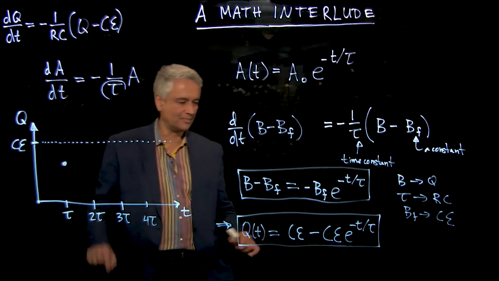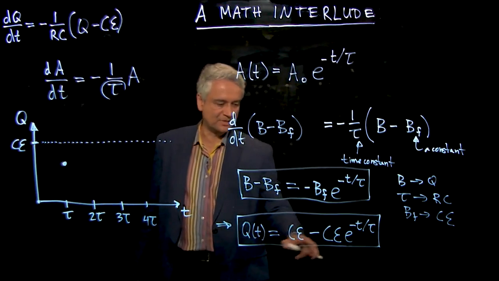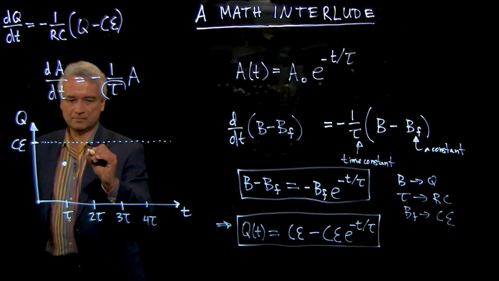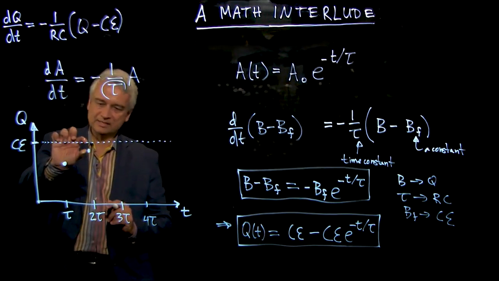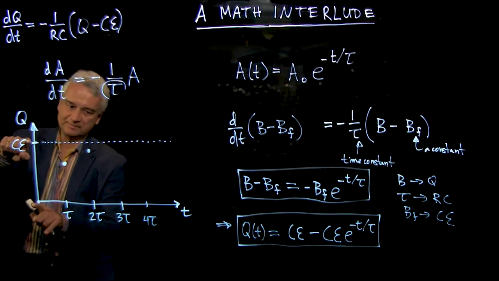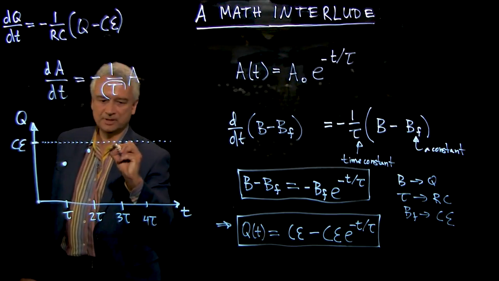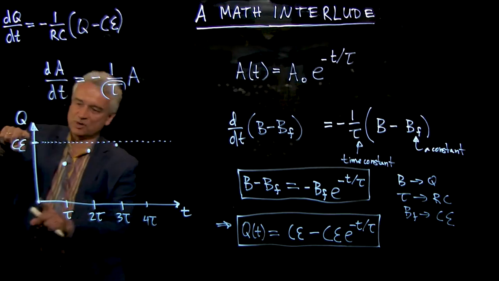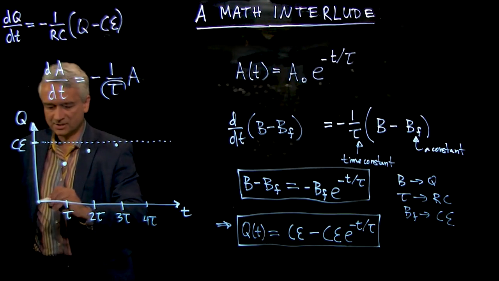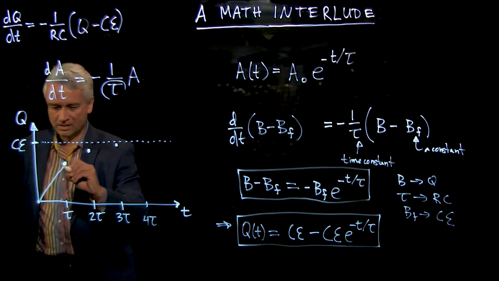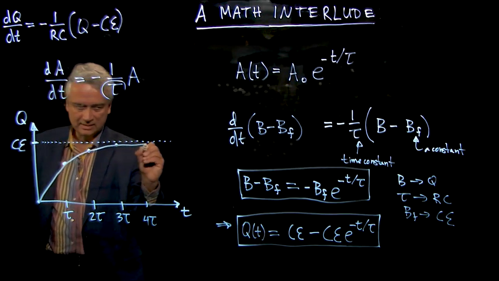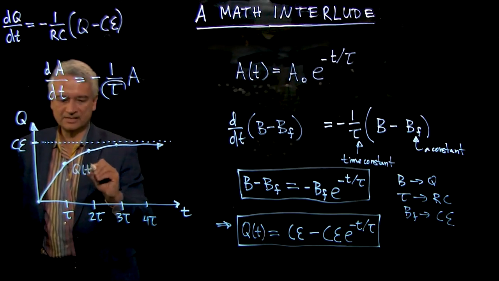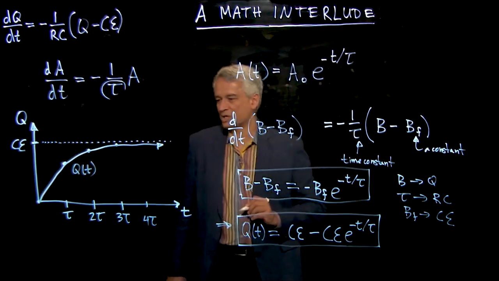Okay, now what about time 2 tau? Q of 2 tau is C epsilon minus C epsilon times e to the minus 2. So now I'm up to here. This is 1 over e squared of this. When I go to 3 tau, then I'm up to here, and this is 1 over e cubed of this. And now I can sketch the solution for Q of t. It rises and approaches this dotted line exponentially. And there's my solution to how a charging capacitor behaves.